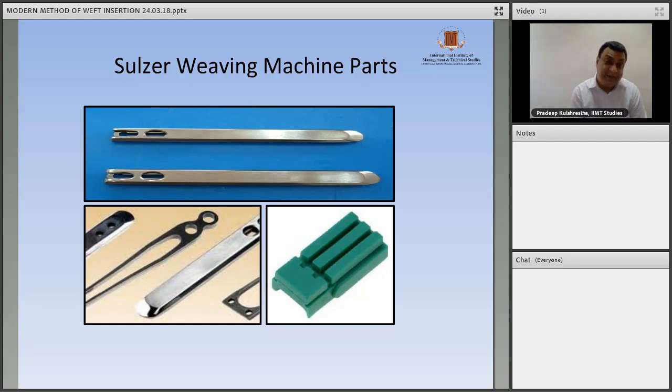Now I am telling you about the projectiles. So these are the projectiles. These two are the projectiles, small projectiles of steel having certain dimensions. We will show that in the next slide.